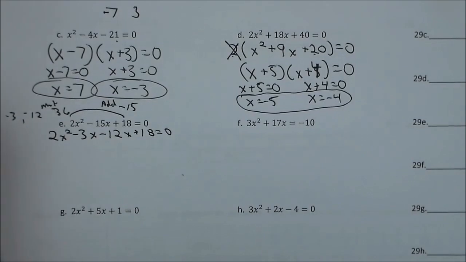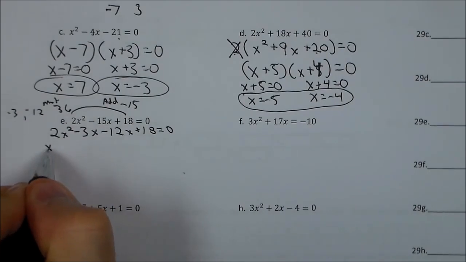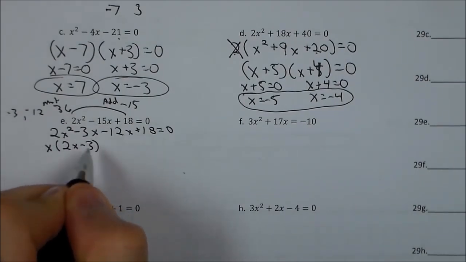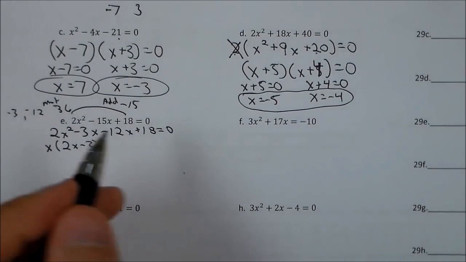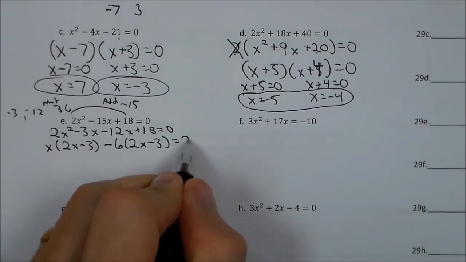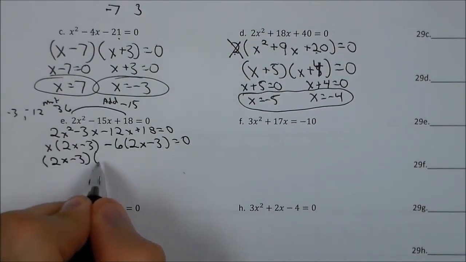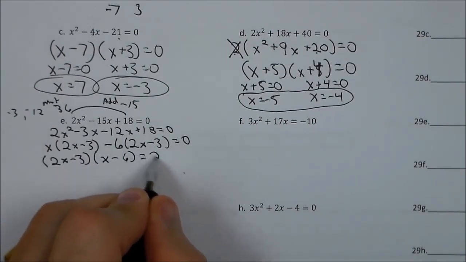This is factoring by grouping. Okay? If you have other methods to factor a trinomial like this, it'd be good to get to that as well. x comes out, I got 2x minus 3. In negative 12x plus 18, I can take out a negative 6, and I'm left with 2x minus 3. I take the common terms, that's 2x minus 3, and the leftovers, x minus 6.